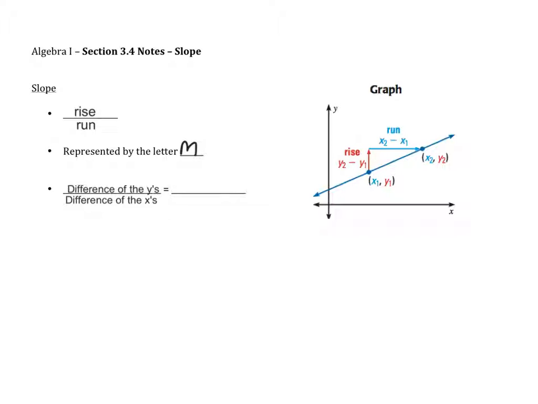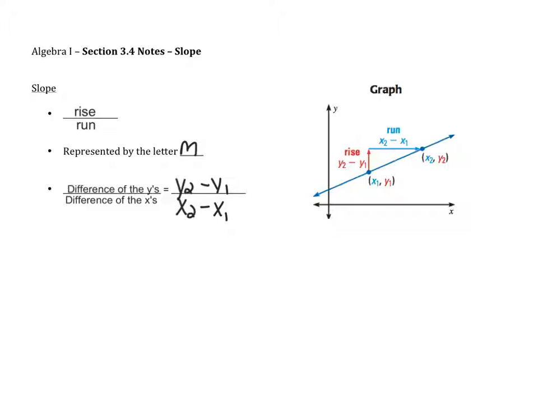So again, difference means to subtract. I'm going to subtract the y values and I'm going to subtract the x values. So it would look like this: y2 minus y1 over x2 minus x1. Now these subscripts again don't hold any kind of numerical value. They're just names of the points.